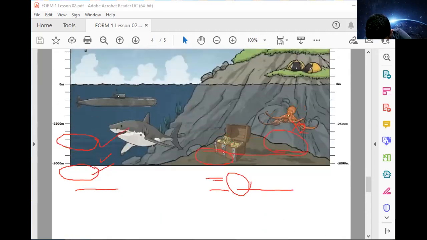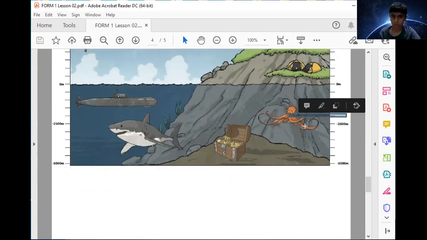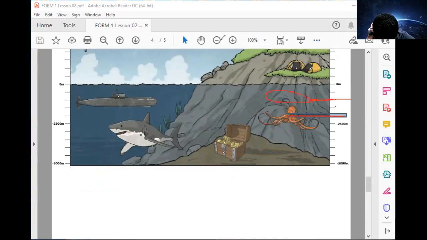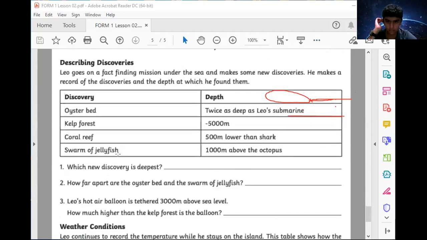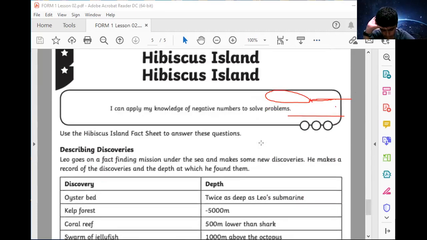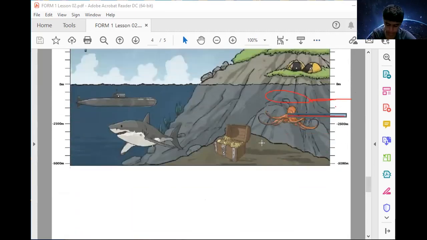See, the octopus was here. Got to clear. So the octopus was here. Okay. So 1,000 meters above means this is 500 and another 500. So you go up. This must be your coral reef, if I'm not mistaken. Was it coral reef that they were asking? No, swarm of jellyfish. 1,000 meters above the octopus. So here. You just take your pencil and draw. You just write jellyfish. Okay, enough. Do you understand now? Okay, this is a little bit of an exploration kind of question. Okay, now let's move on to the second part.